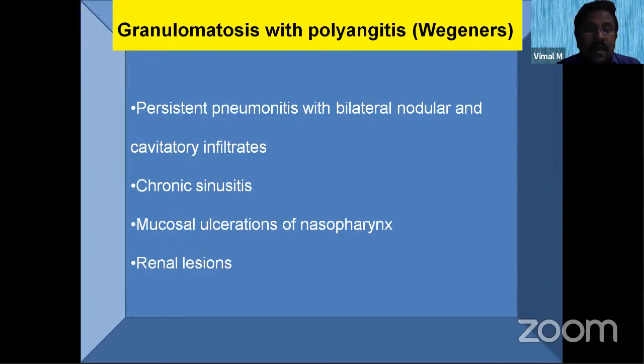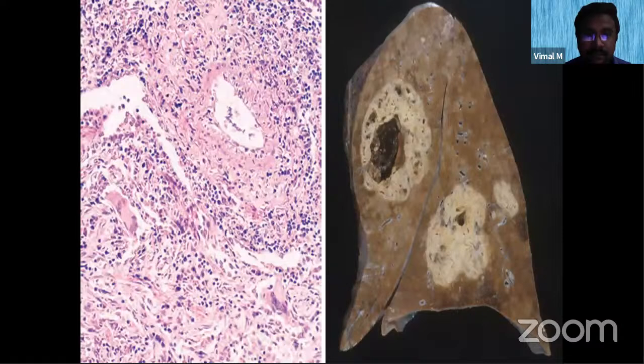And chronic sinusitis. I told you upper and lower respiratory tract will be involved. So the patient will have chronic sinusitis and mucosal ulcerations of the nasopharynx. Because of the upper respiratory tract involvement, you can have granulomas in the upper and lower respiratory tract in addition to the renal lesions.